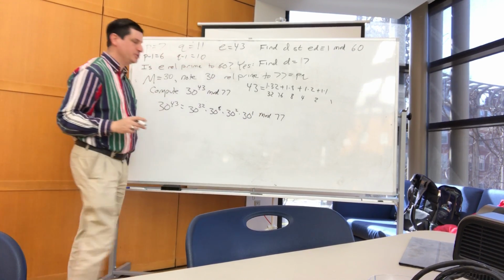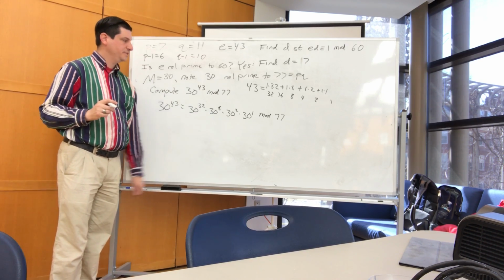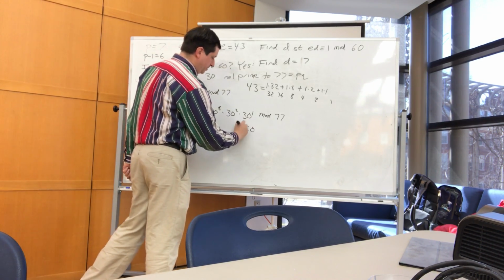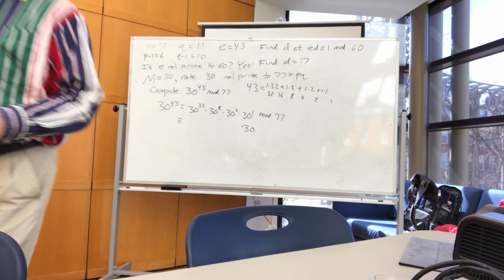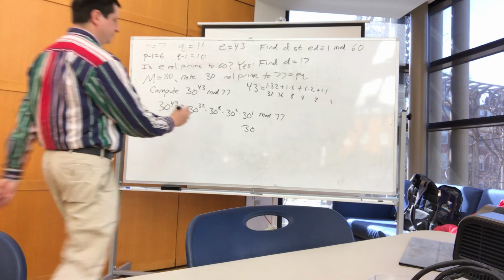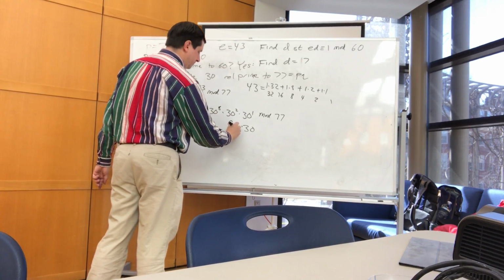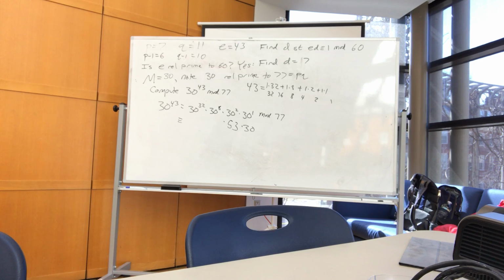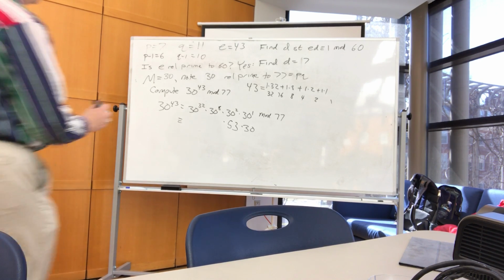So now we just use repeated squaring. What is 30 to the first mod 77? 30. Not a big deal. 30 squared, so I'm going to just use my computer. And we're doing mod 77. So it's going to be 53. Then we have to do the 8th power. So we have 30 to the 8th, and I get 60.